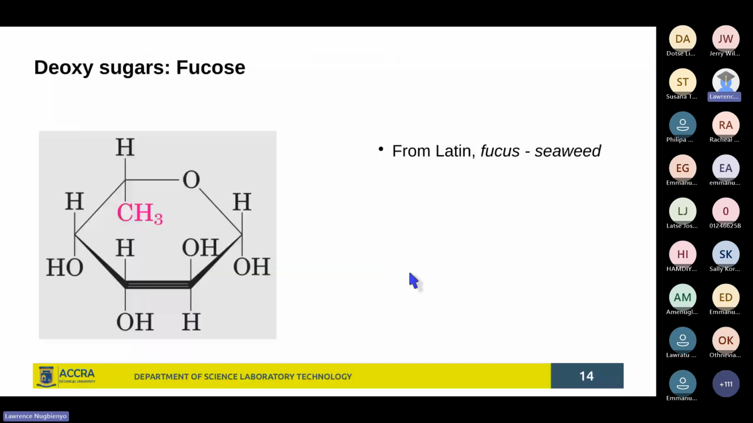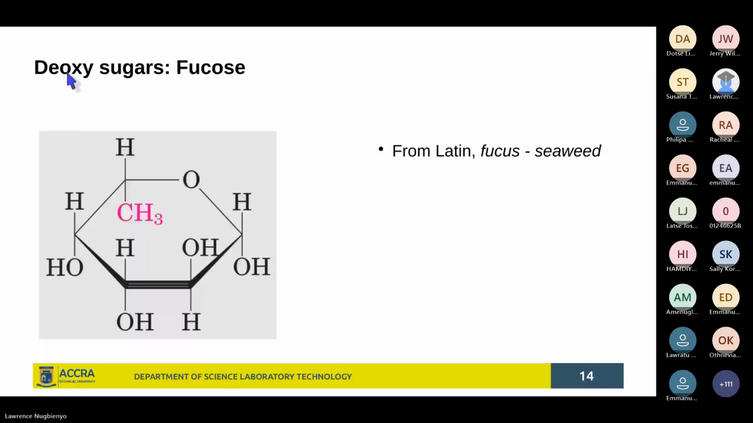Then we look at what we refer to as deoxy sugars. The first one we're looking at is fucose. Here too, you can see that carbon number 6, which was CH2OH, has had its hydroxyl group removed, and you now have CH3. That is why it is referred to as deoxy.